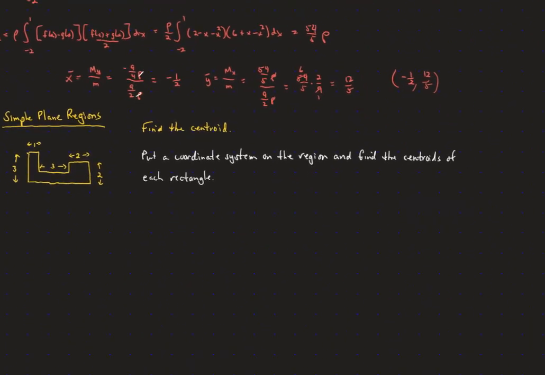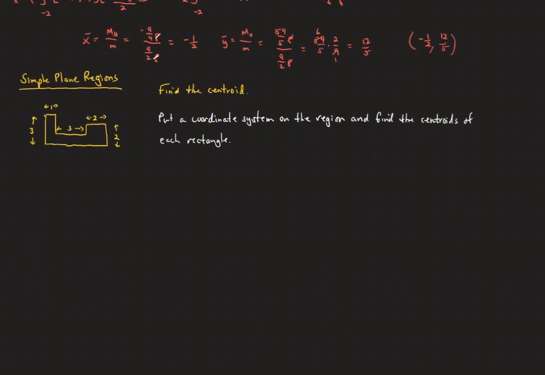Okay, one more kind of problem to look at. These are called simple plane regions. You will sometimes be given some geometric shape. They might have rectangles or triangles or perhaps even circles and semicircles. And we want to find the centroid of this region.